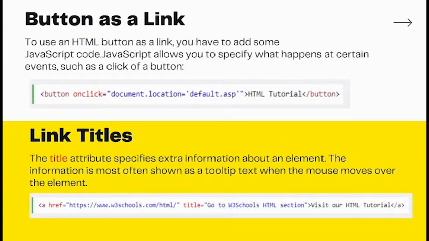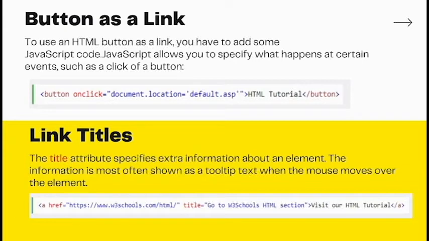We also have a button as a link. You can also link a button. To use an HTML button as a link, you have to add some JavaScript code that allows you to specify what happens at certain events such as the click of a button. You use JavaScript like onclick. Anyway, we'll be tackling this after midterm.